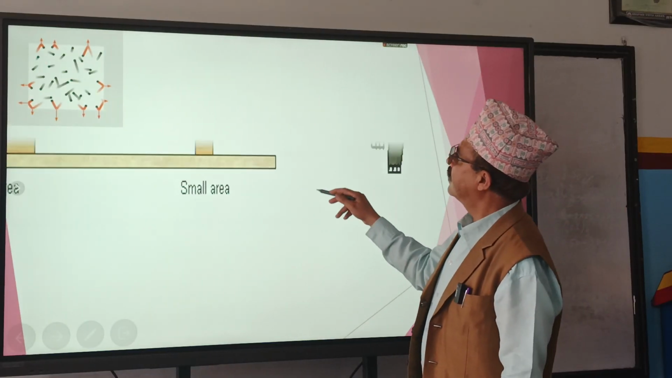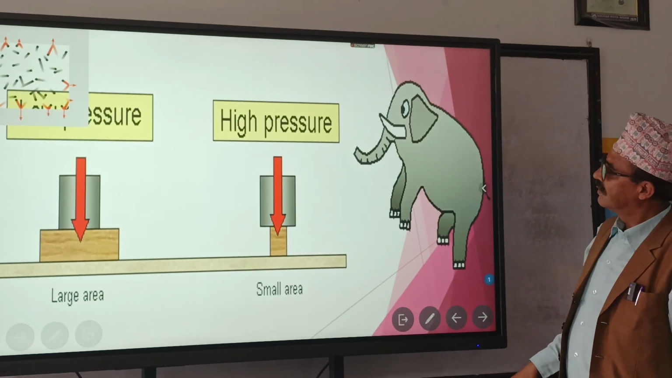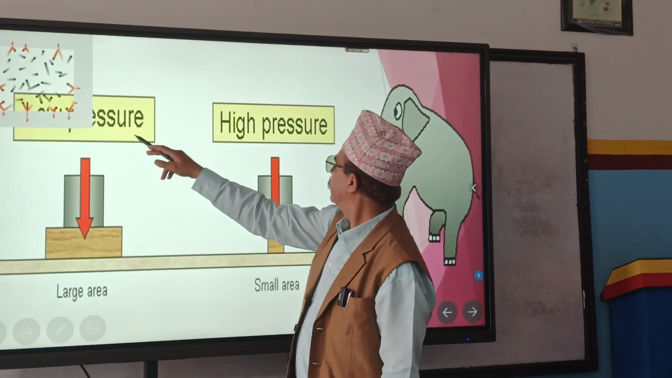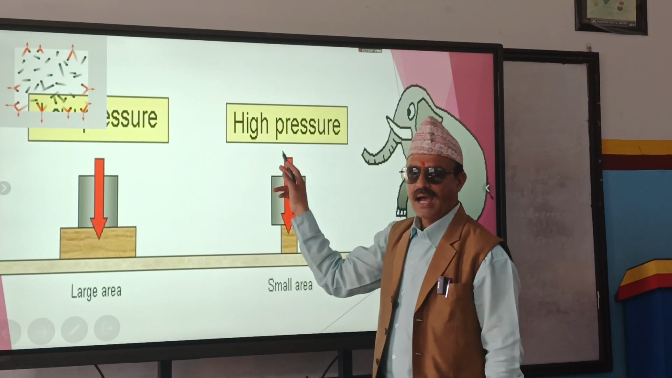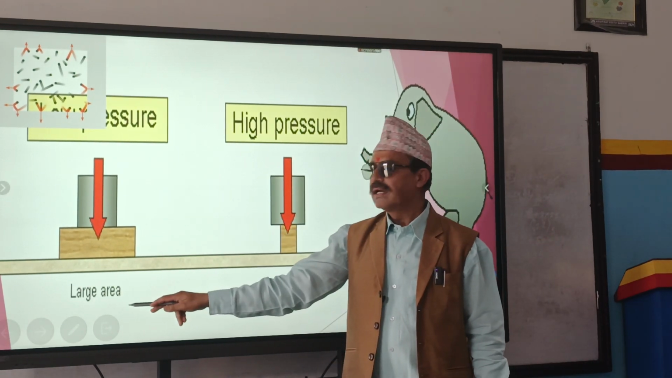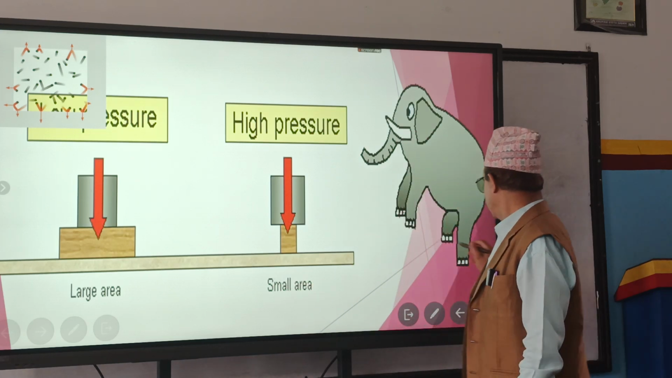Next one, we have to remember about this one. Can you see? Here is given low pressure. Here is given high pressure. Why is here low pressure? Large area. Why is here more pressure? Because the area is small. One thing you have to keep in mind.